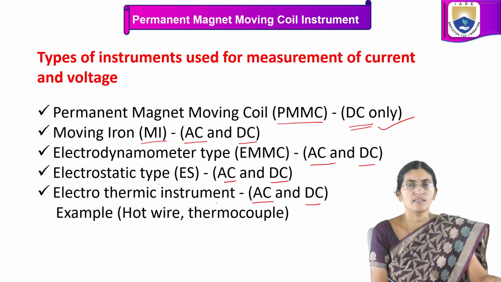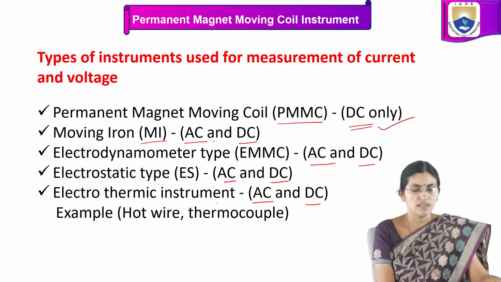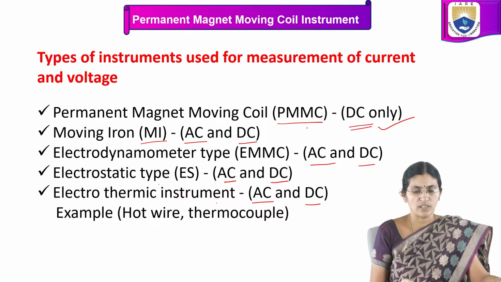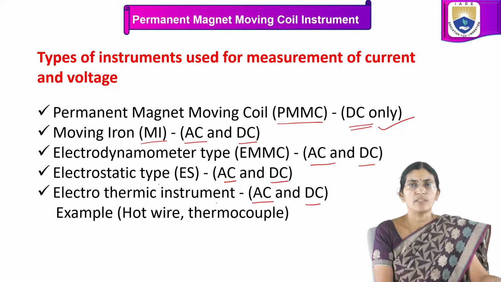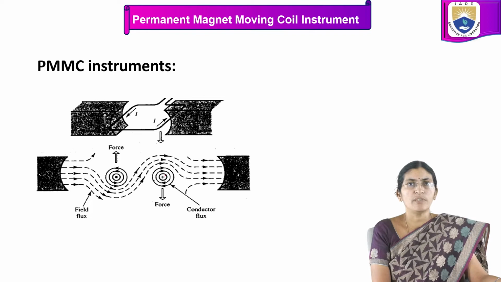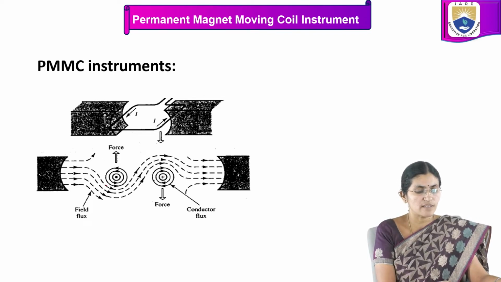In this class, we'll discuss the working, construction, errors, and some advantages and disadvantages of permanent magnet moving coil instruments. Apart from that, we'll also see how to extend the range of this instrument when it is used as an ammeter and when it is used as a voltmeter. Coming to the working principle of PMMC instruments, we can see it here in this diagram.